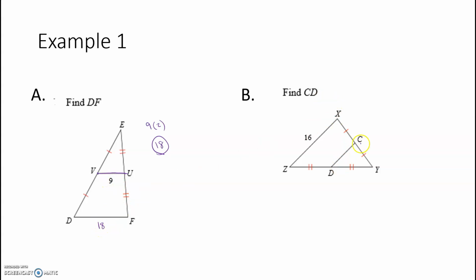Next one, again, CD. C is a midpoint. D is a midpoint. So CD is a midsegment. It should be half the side length of the triangle. So if the triangle is 16, half of that would be 8. So my midsegment is 8. See all this lovely work? I want to see it. So whether you're multiplying by 2 or dividing by 2, I want to see that work.